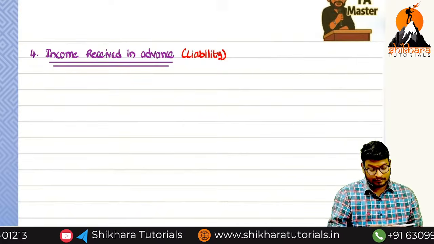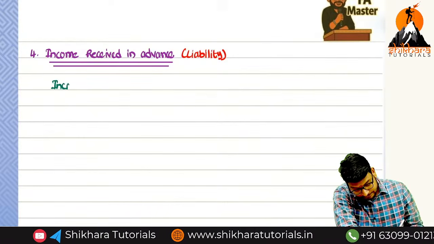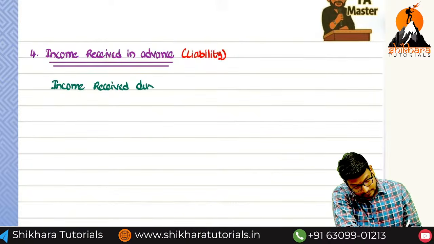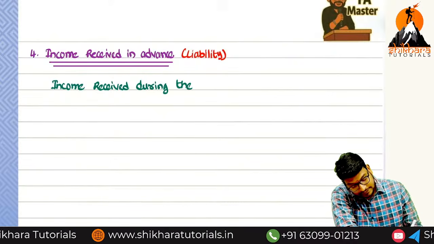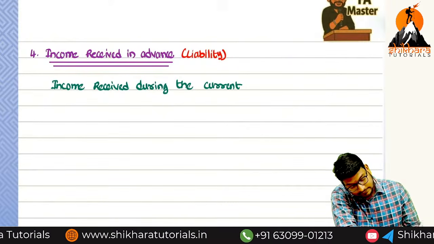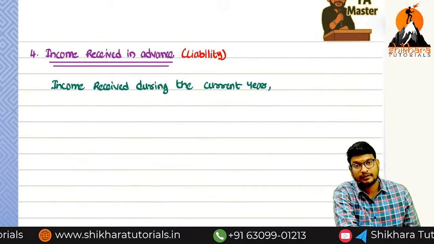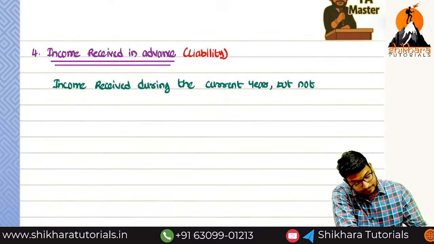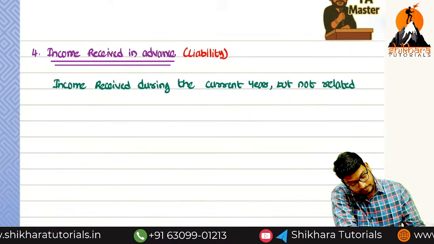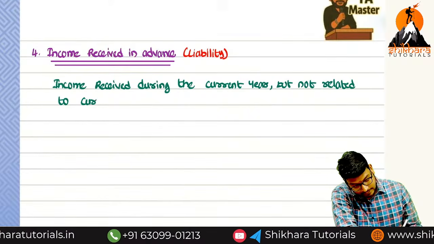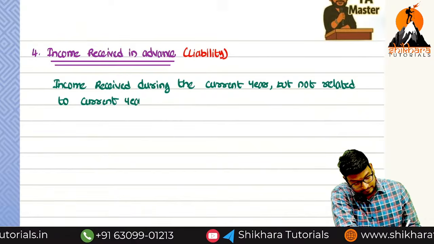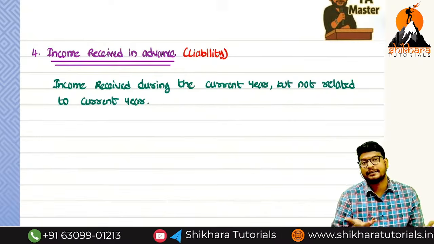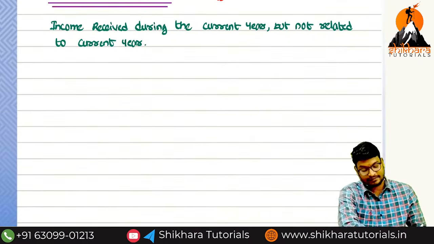Okay guys, income received during the current year, but not related to the current year. You have received the income, but was it related to the current year or not related to the current year? It is not related to the current year. So let me take an example.